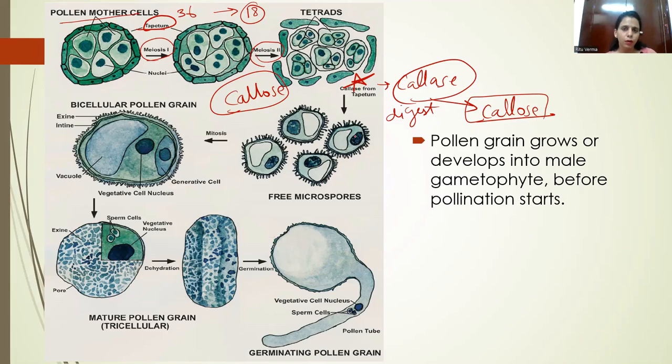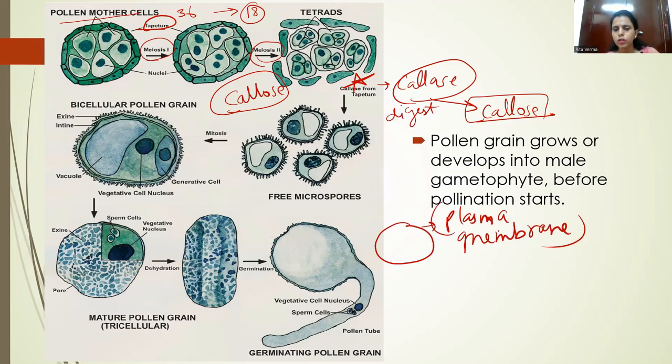But even now, when this microspore or pollen grain is formed, it is not yet ready to be released from the anther for the process of fertilization, okay? Still, this pollen grain has to undergo certain changes or development, okay? Right now the pollen grain, or microspore, has a plasma membrane.